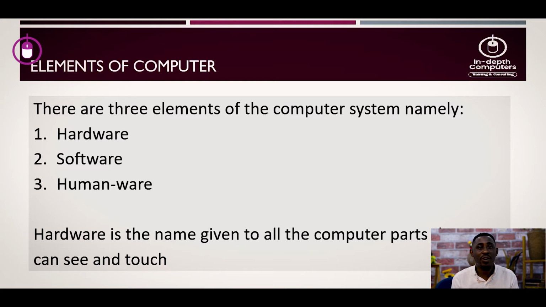Every part of the computer system that you can see and you can touch is referred to as hardware. Your keyboard, your mouse, your joystick, your light pen, your microphone, your speakers, your printers, they are all referred to as hardware.